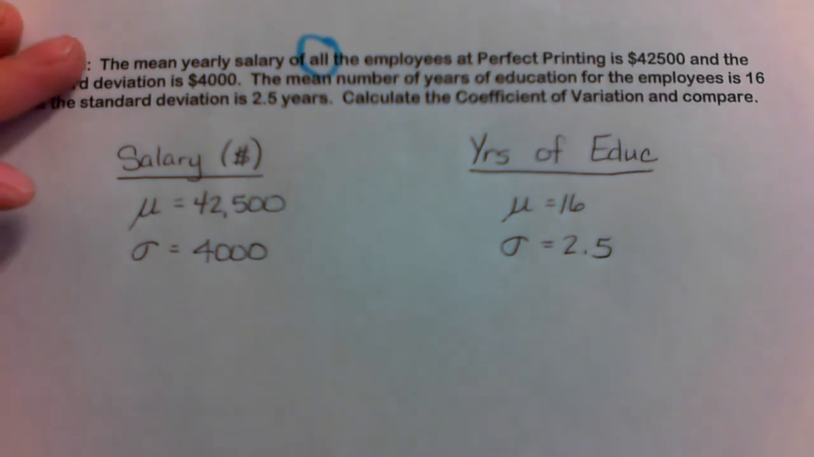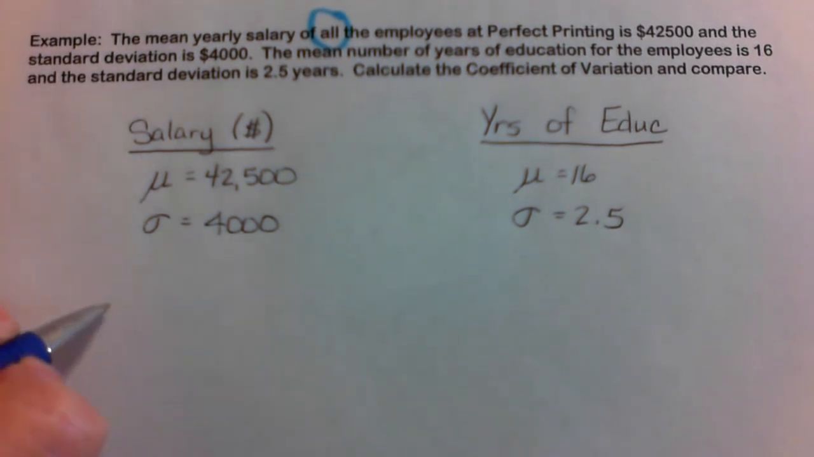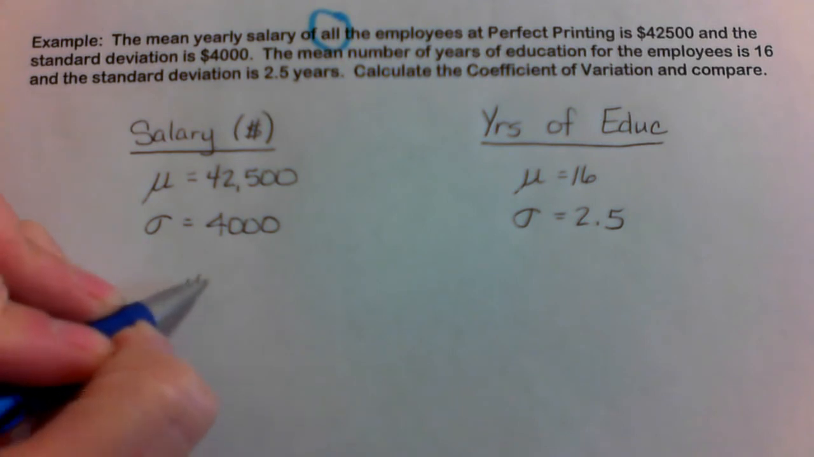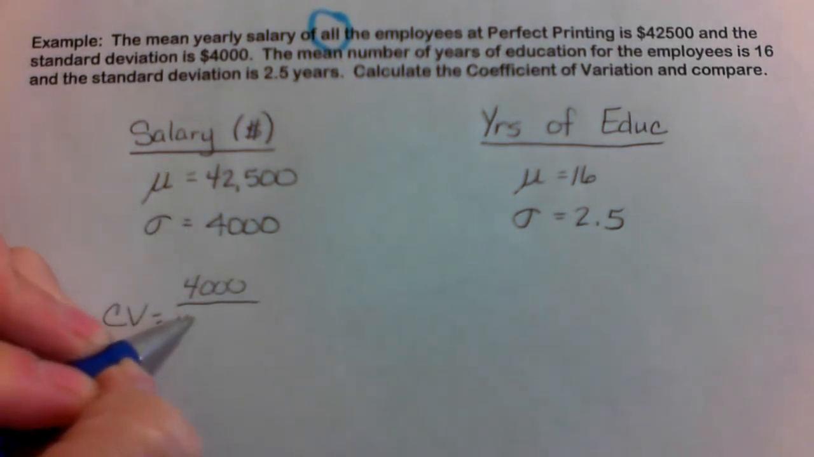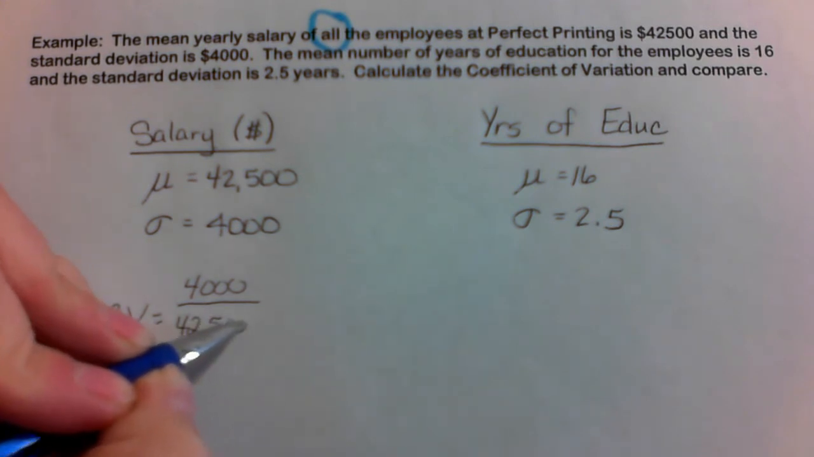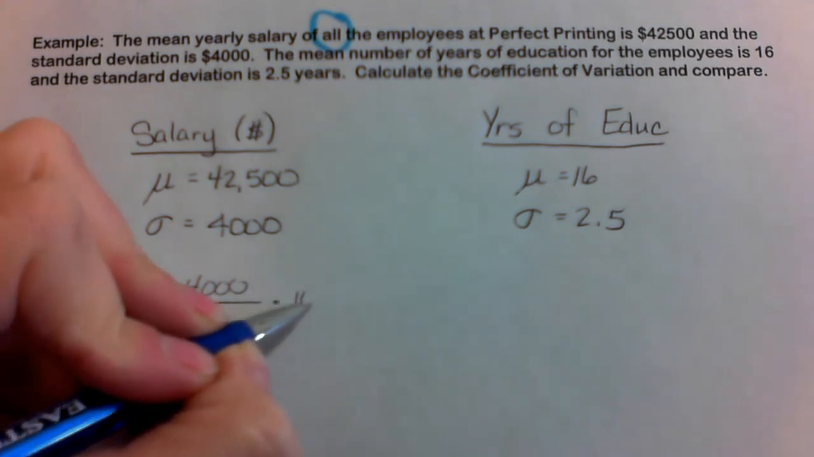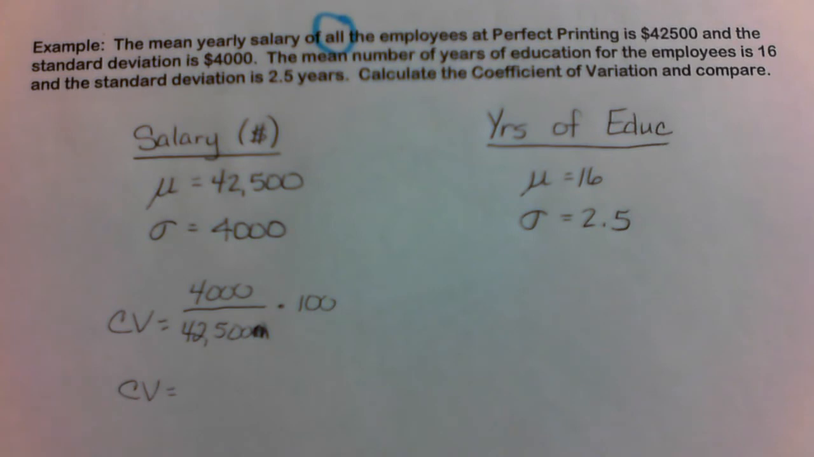All right, so what we're going to do is calculate the coefficient of variation. So CV equals standard deviation divided by mean. Sorry, times 100. And when you multiply it times 100, that's what moves your decimal point 2 places and makes it a percent. And you calculate 9.41%.